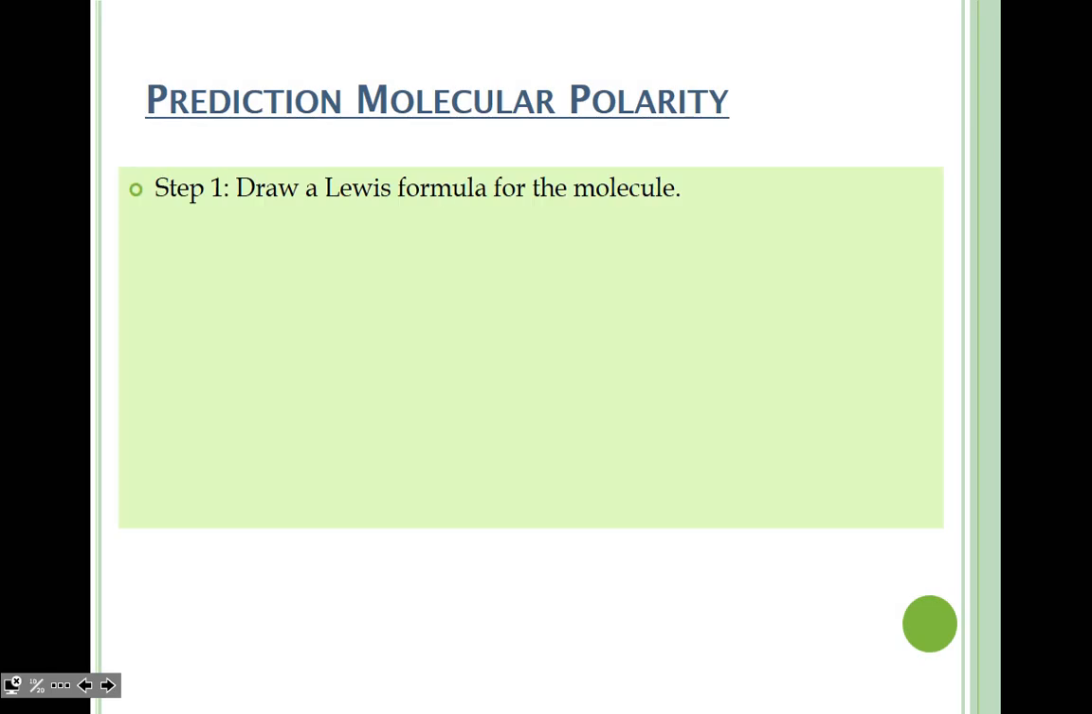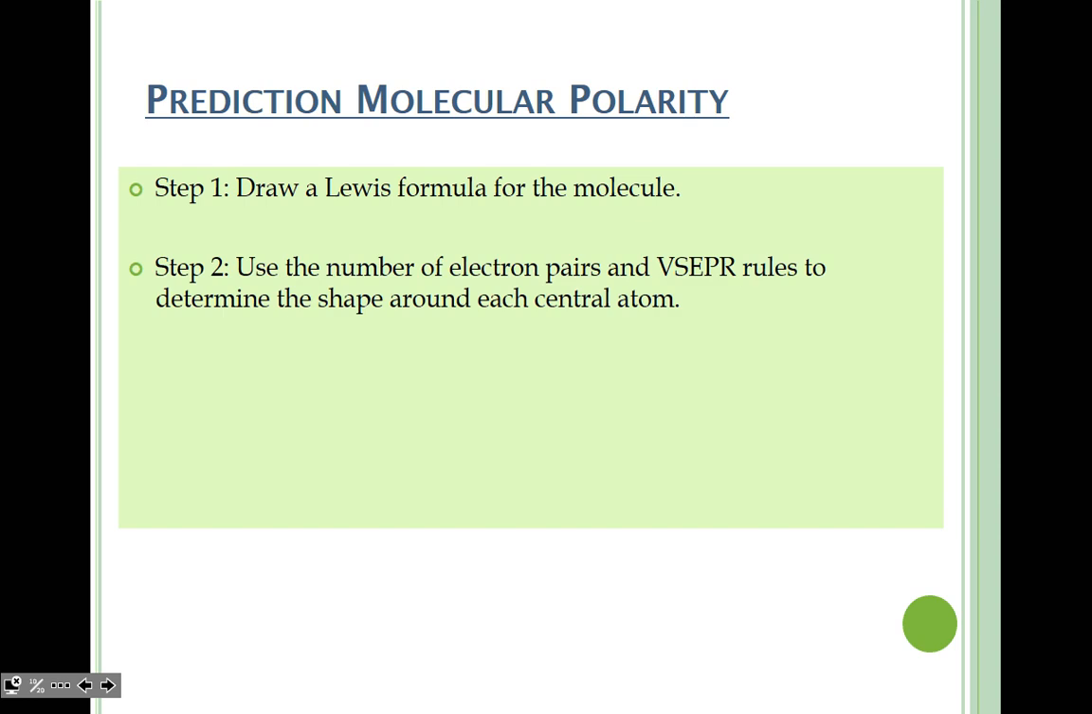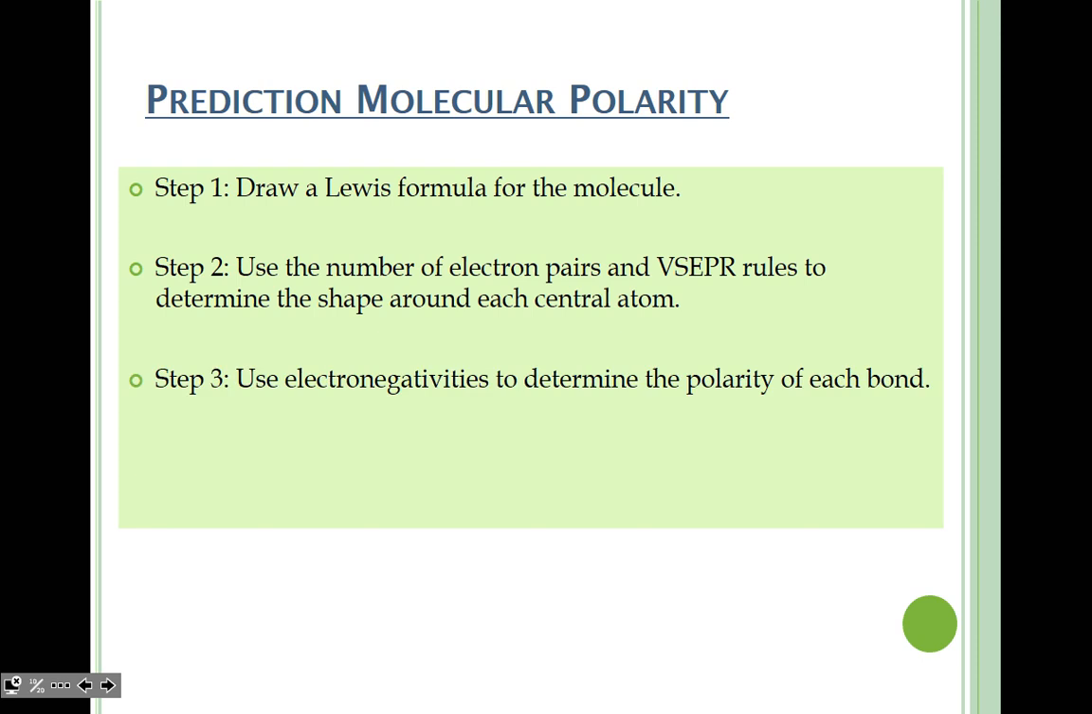So let's take a look at the steps. Draw a Lewis formula for your molecule, the Lewis dot diagram, in other words. Use the number of electron pairs and VSEPR rules to determine the shape around each central atom. VSEPR becomes very important. You cannot tell a substance's polarity with a structural diagram or Lewis dot diagram. You have to use a VSEPR shape.